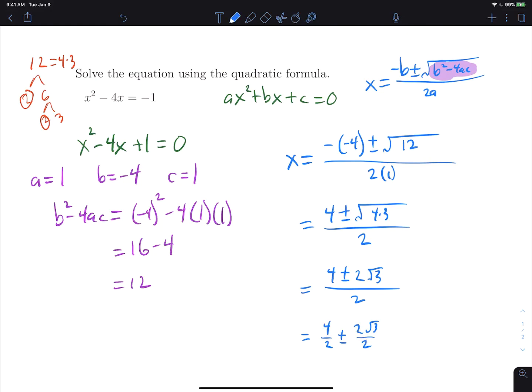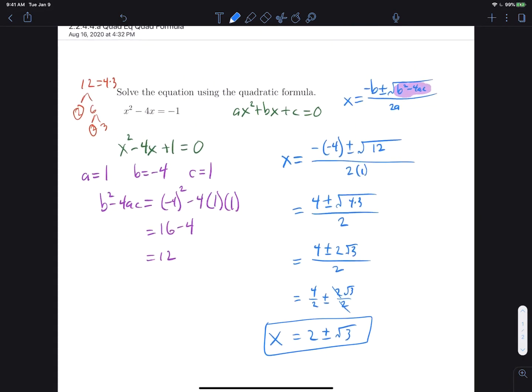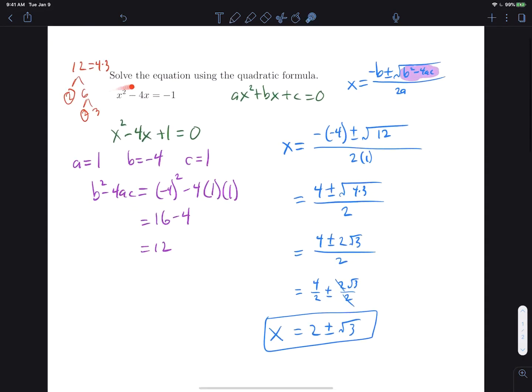So 4 divided by 2 is just 2, plus or minus, and then this 2 and that 2 cancel each other. And that's going to be the square root of 3. So we have 2 plus or minus the square root of 3. Awesome. That is the solution to this equation.